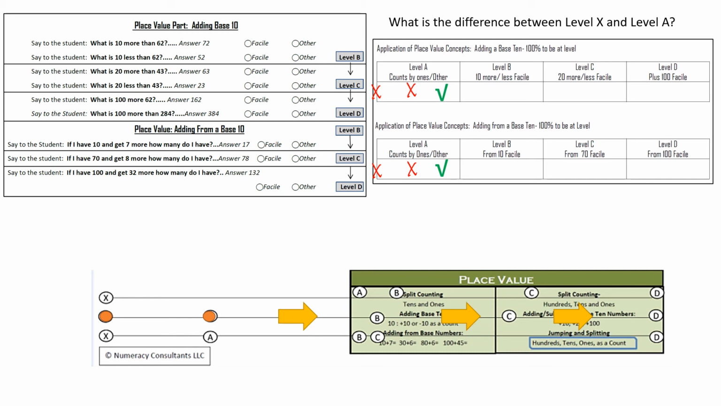So remember, for this particular assessment, level A is a default. It's not necessarily an achieved level. If they get it right by counting by ones or are not able to do it, instructionally they're still going to end up in the same place.